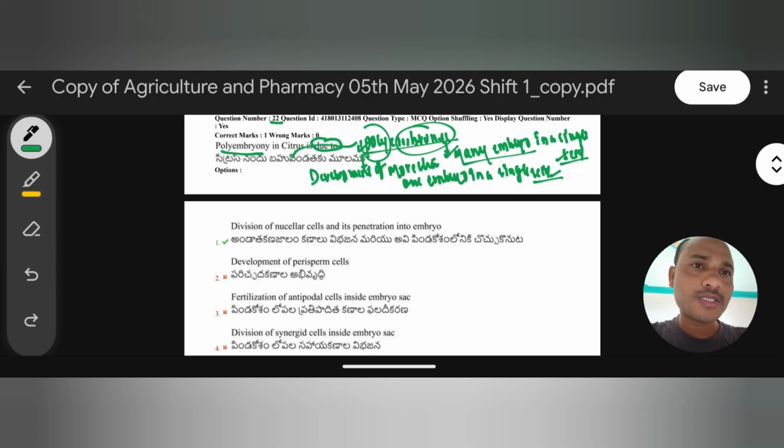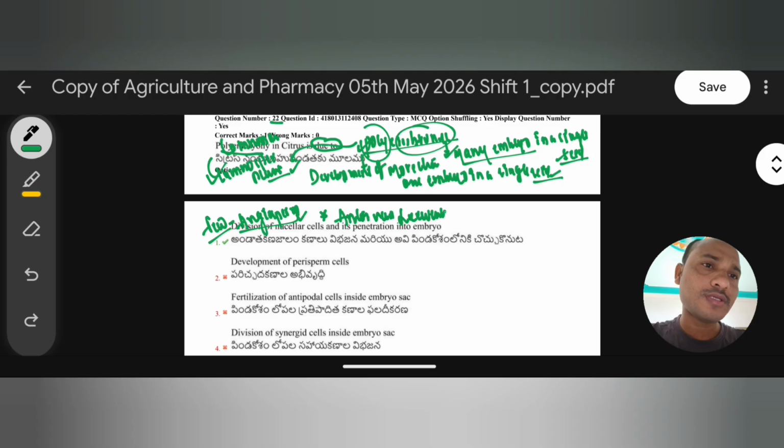Generally these polyembryony conditions are mostly seen in gymnosperm plants. Very important: most commonly found in gymnosperm plants. Only a few are seen in angiosperm plants. Remember. And this polyembryony concept was given by the scientist Anton van Leeuwenhoek. Very important: Anton van Leeuwenhoek proposed this concept in citrus.